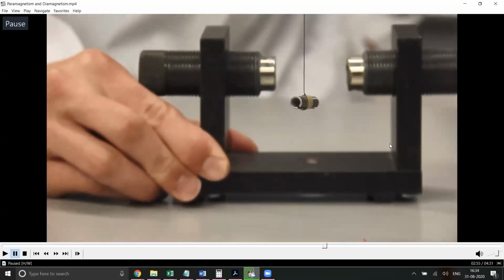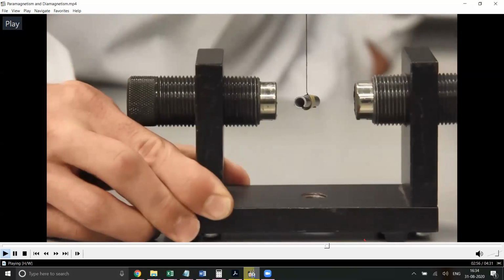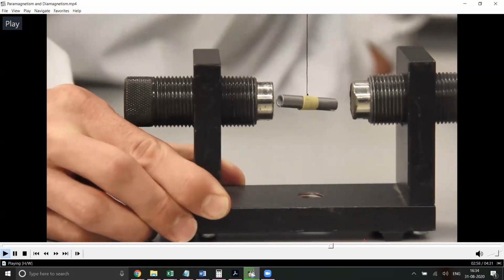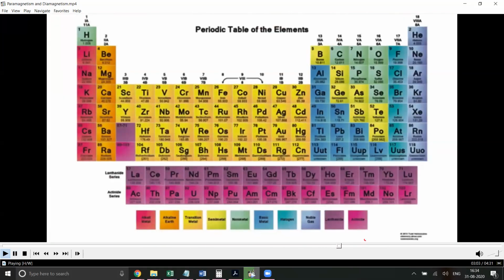But what will happen to aluminum? It will get aligned along the magnetic field. See what it has. Yes, that's right. That is typical of a paramagnet. On the periodic table, we see that aluminum has 3 valence electrons.